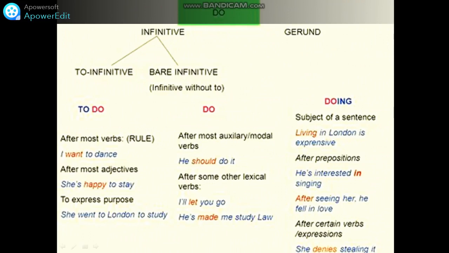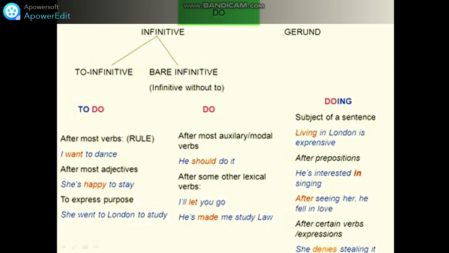Now let me give you an example here. To do. So we use to do after most verbs, like for example, I want to dance. She likes to go. Or after most adjectives, like for example, she is happy to stay. Or to express purpose, like for example, she went to London to study. Very good. Now the bare infinitive, we use it after most auxiliary verbs, like for example, he should do it. After should, all modals, you have bare infinitive or infinitive without to.